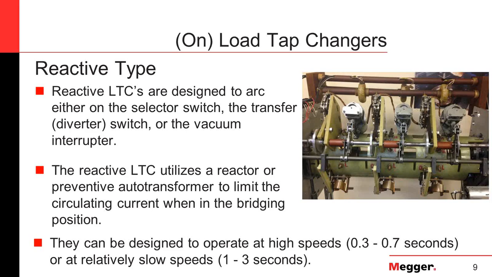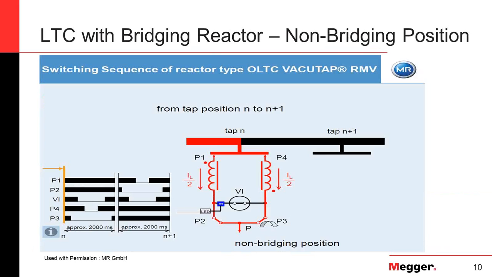Now, when they operate, it is all dependent on their design and on the needs based on the application. In this case, they typically run at 0.3 to 0.7 seconds, and run slower if the demand is not so critical. This is the typical operation. This is a tap changer made by Reinhausen in the non-bridging position, where these devices now handle the current evenly on both sides and allow the current to flow freely with good operation.